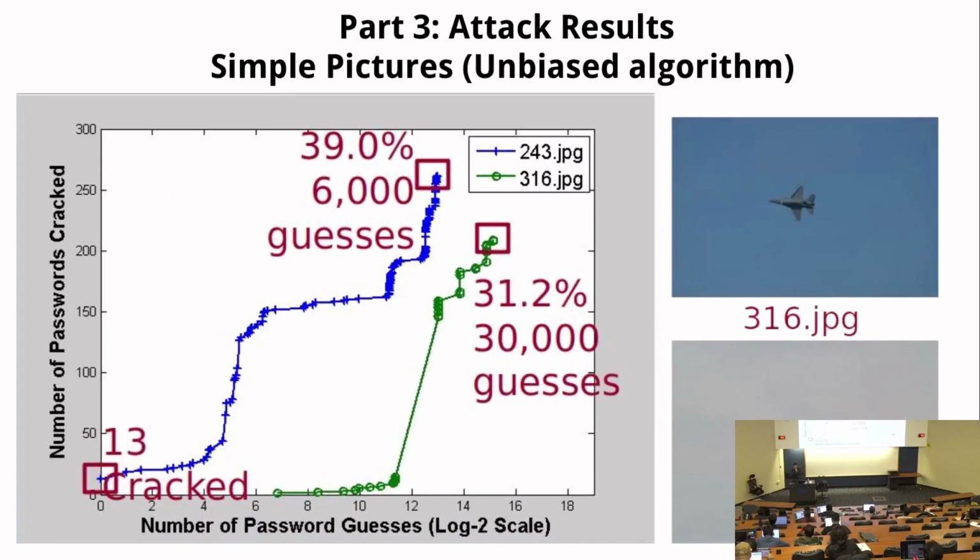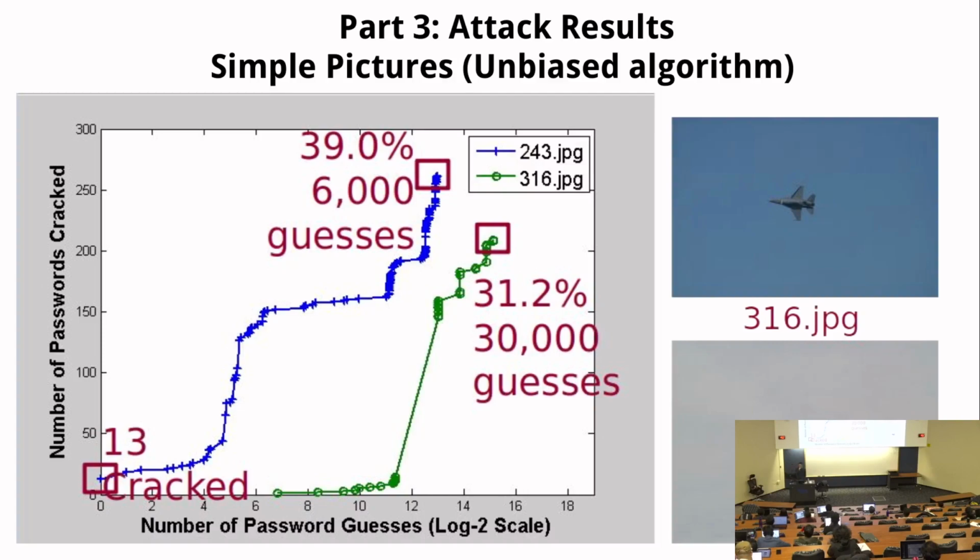We also analyzed the passwords for individual pictures. For example, I will show you, there were several very simple pictures. In this picture, those are 2 pictures. The number of points of interest is very small. Just an airplane there. Besides that, nothing there.